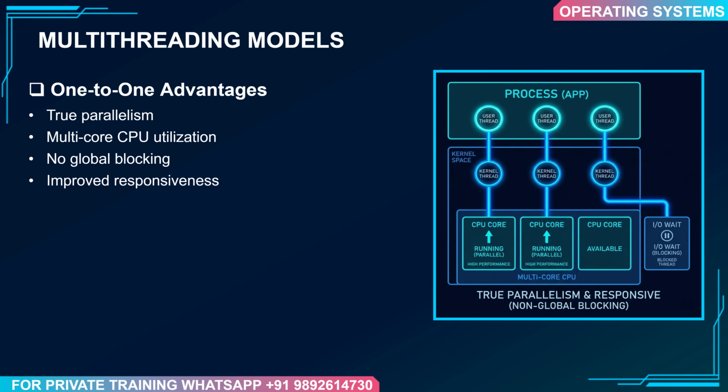The biggest advantage of the one to one model is true parallelism. On a multi core system, different threads of the same process can run at the same time on different CPU cores. This greatly improves performance for CPU intensive and highly concurrent applications. Another important benefit is that blocking is no longer a global problem. If one thread makes a blocking system call, only that thread is blocked. Other threads in the same process can continue running normally. This makes applications more responsive and robust.